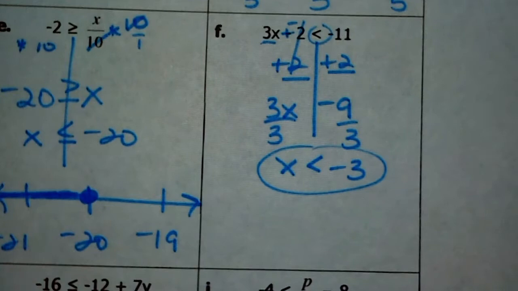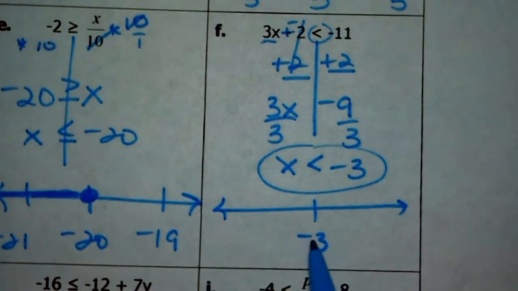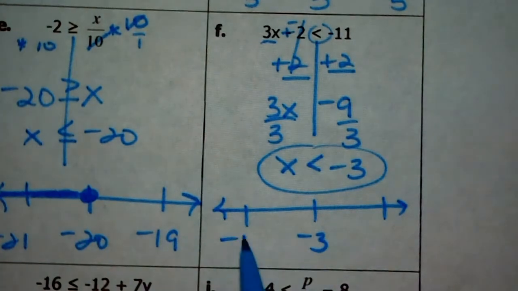Yay, x is on the left. We can leave it alone. To graph this, I'm going to put a negative 3 in the center. On the number line, negative 4 would be to the left, negative 2 would be to the right.